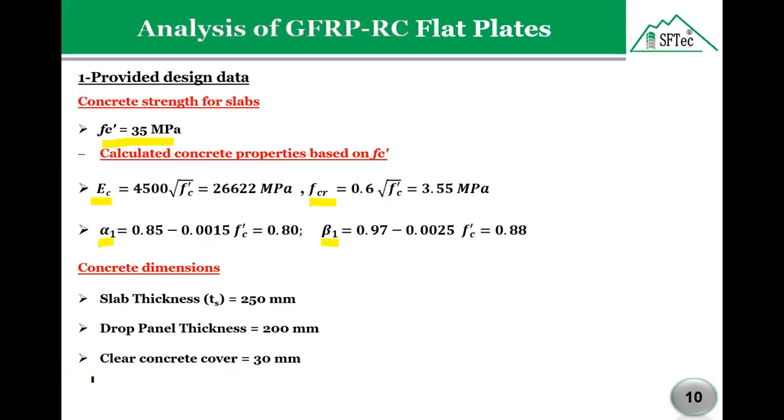And actually we're going to check this one also based on the bar we are using, because the clear concrete cover in the Canadian standard CSA S806 is a factor of the bar diameter. So if you are going to use a bar diameter of 10 millimeter, 15, or 20, the concrete cover will change from one value to another.